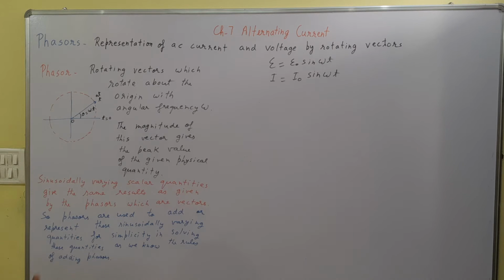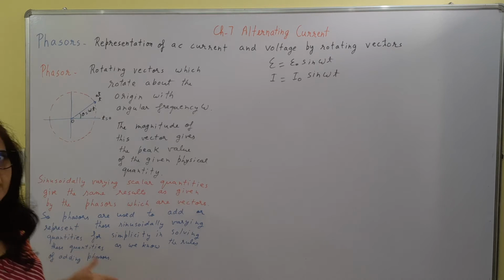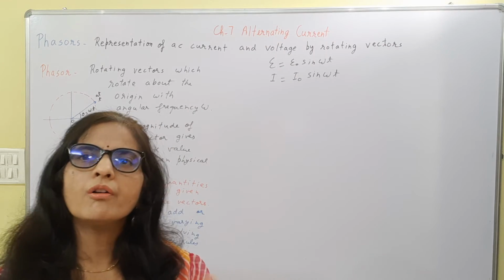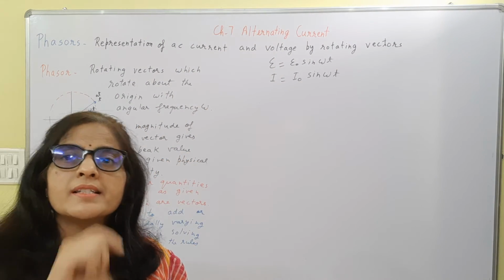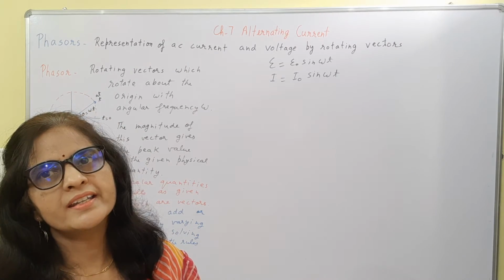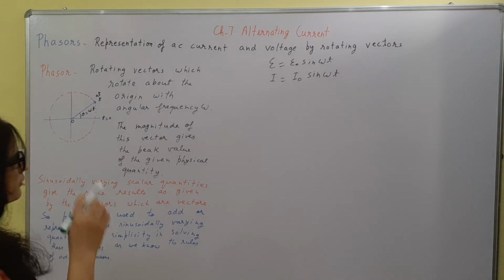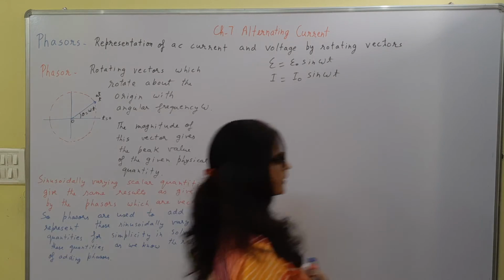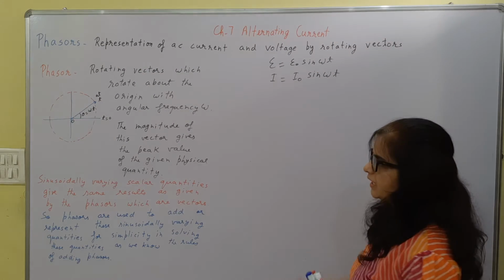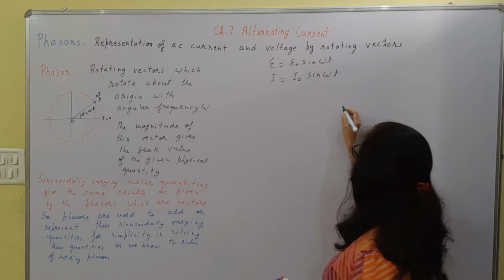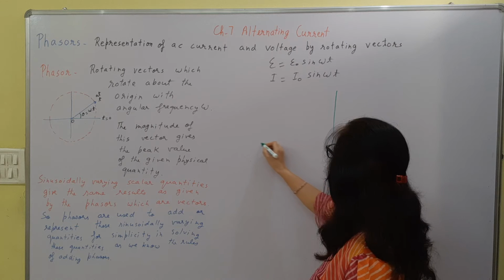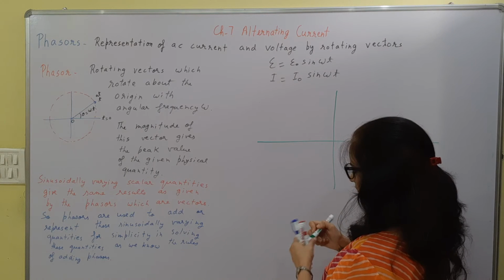So for the simplicity in solving such problems, we are using phasors because we know the rules to add phasors or vectors. So we are using already known rules to solve the complex situations of the sinusoidally varying voltage and current cases. So we can represent this current and voltage here, and I'll show you how to represent the peak value of the current and voltage in such case.